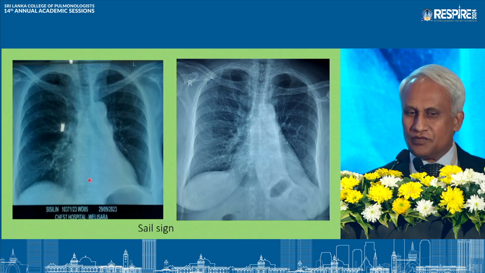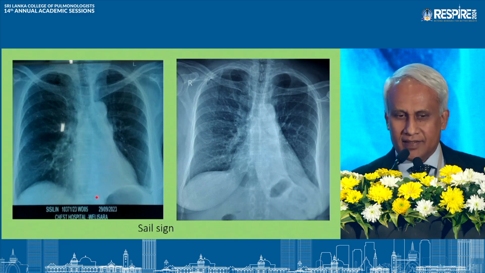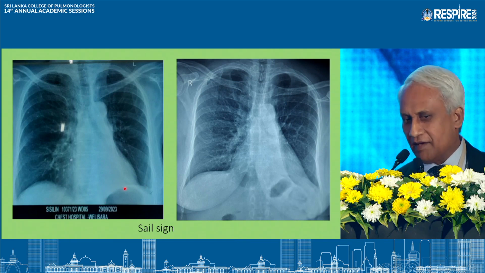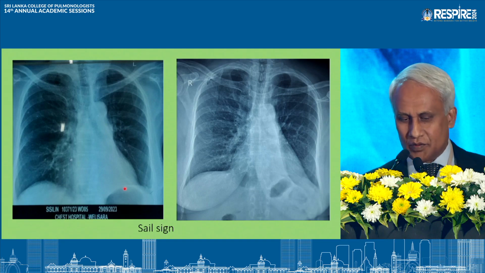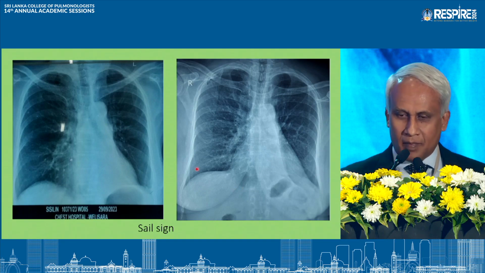So always look for the descending aorta, and you can't see the descending aorta here. You can't see the upper border of the left hemidiaphragm, and these are important sites to look for. Even this one has a left lower lobe collapse.